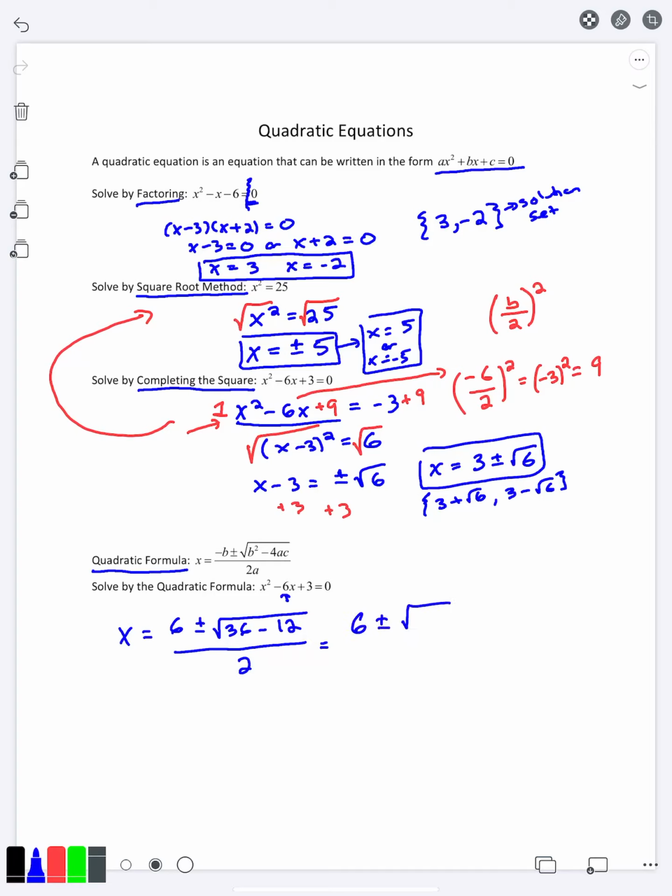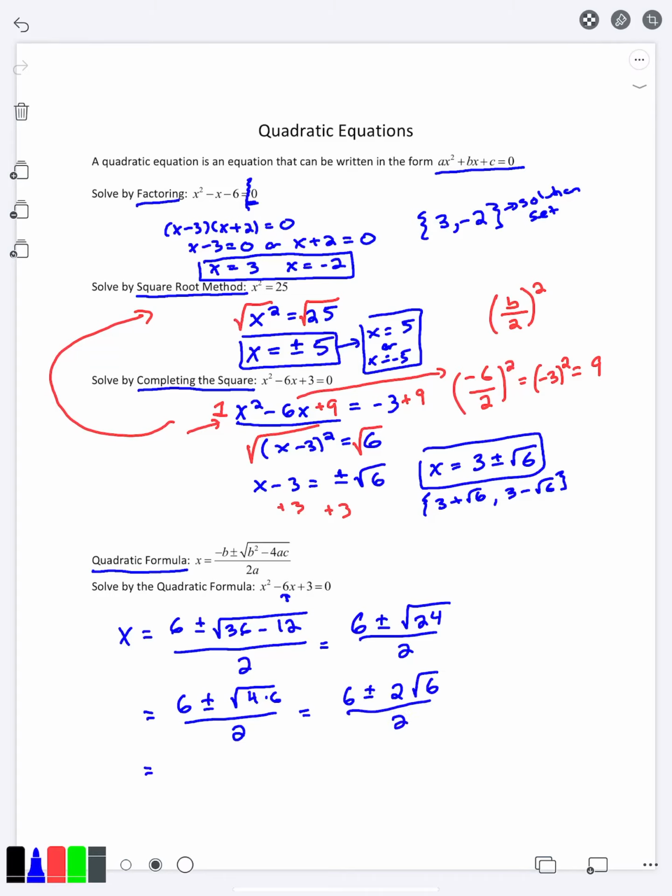Then we do 36 minus 12 is 24. And notice how the square root of 24 can be simplified. 24 is the same as 4 times 6. And the square root of 4 is 2.